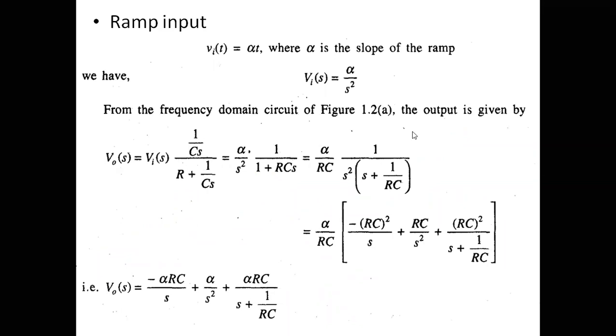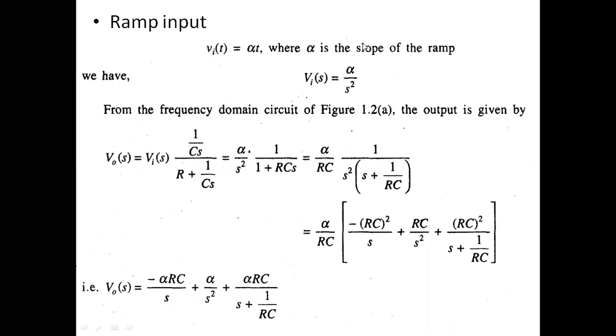If you go for the inverse Laplace transform directly, see here, 1 by s is nothing but 1. Therefore, RC and RC get cancelled. The first term is minus alpha RC. Here into t, RC gets cancelled and you get alpha t. The second term is alpha t. In the third term, RC gets cancelled and you have alpha RC into e power minus at, where a is nothing but 1 by RC. Therefore, you have e power minus.